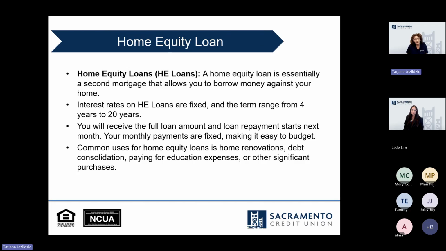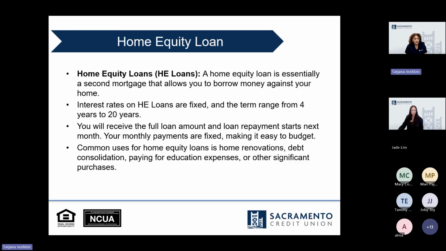Now, the first one we're going to talk about is the home equity loan. A home equity loan is an installment loan. We're still borrowing against your home. It's separate from your first mortgage, and sometimes you'll find that they call it a second mortgage. There are many good things about a home equity loan. You will get the full amount in a lump sum. The interest rate and payment are fixed. At Sacramento Credit Union, the loan ranges from 4 years to 20 years, depending on the amount that you're borrowing.